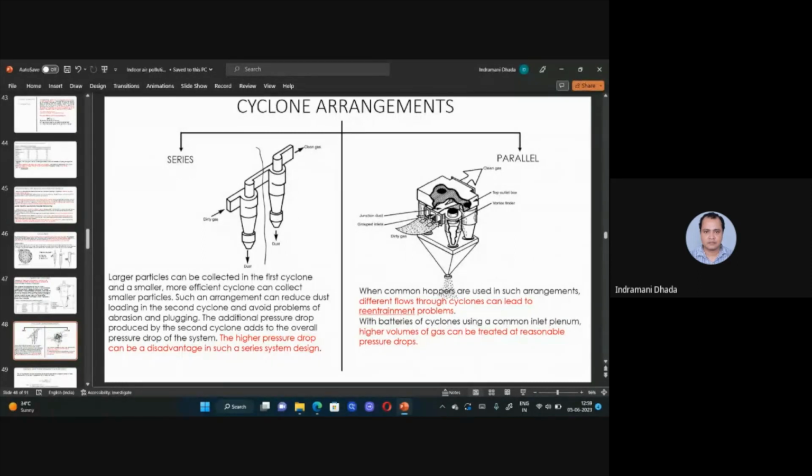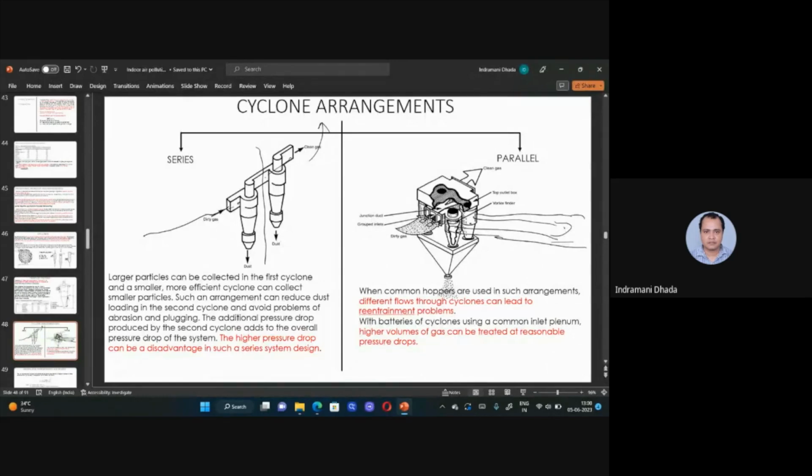Series means whatever air is coming from this system, you pass through this cyclone, then the second cyclone, then it is emitted through the chimney. Okay, this is in series. And in parallel, what is happening? Whatever is coming from the system, you are directly giving it to both the cyclones. So it is being divided in two and directly given to both the cyclones. It is not in series, it is in parallel, both sides.